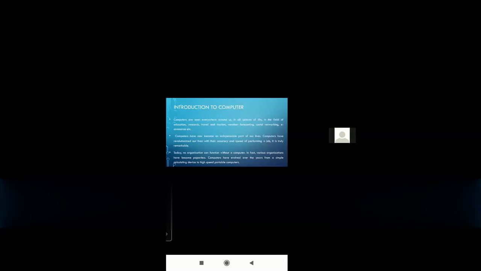Can you see guys? Computer we can see everywhere around the earth, in the field of education and research, travel, tourism, forecasting. Nowadays, computer has made our life very easy, guys. Without computer, no company is working nowadays, so they are paperless. Computer has now become an indivisible part of our life.